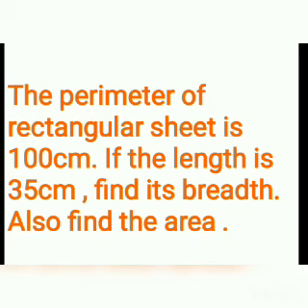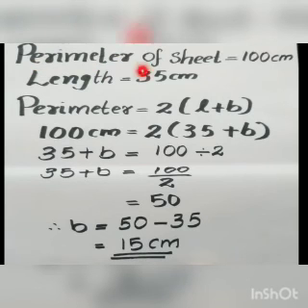So you have to go for the relation of perimeter. The perimeter of the sheet is given as 100 centimeter and length is given as 35 centimeter. You know the perimeter of a rectangular sheet is 2 into L plus B. That value, 2 into L plus B, is given as 100 centimeter. Substituting, 100 centimeter is equal to 2 into L plus B. L, the length, is 35. So 100 equals 2 into 35 plus B.